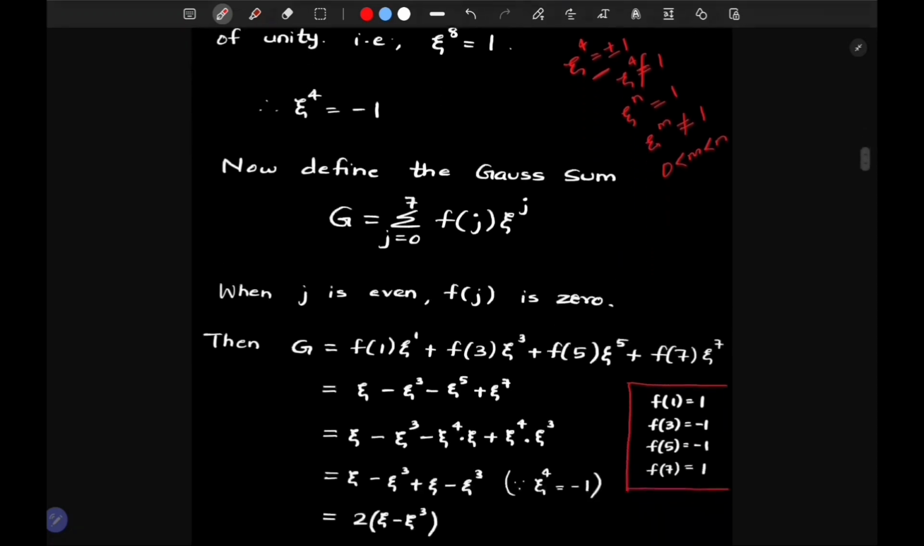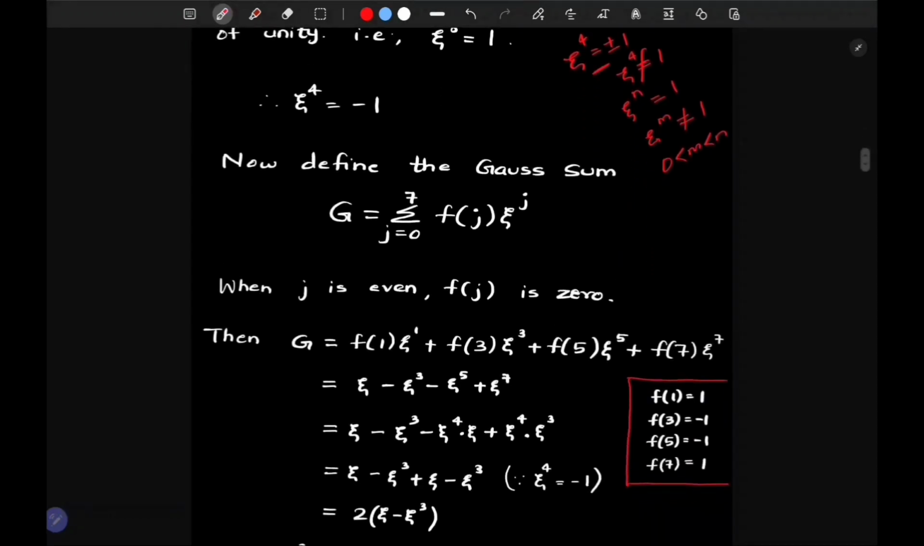Now I define the Gauss sum. You will learn about the Gauss sum in the next Proposition 2.5, but for the time being, I am defining it. G is equal to the sum over j from 0 to 7 of f(j) times ξ^j. Why did I define j from 0 to 7? Because in the Gauss sum, it is defined from j equals 0 to n - 1. And what is n? n is 8. So I defined it from 0 to 8 - 1, which equals 7.